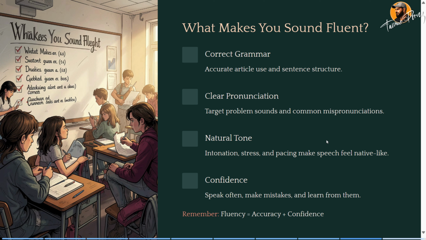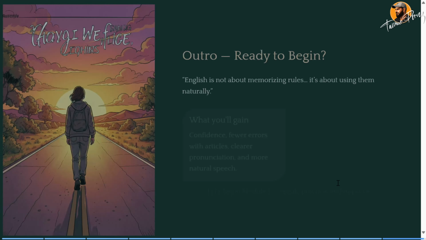So what makes your language, what makes you sound so fluent? First of all, of course, it's the correct grammar. We have to use accurate article and the sentence structure, and then clear pronunciation. Third comes the natural tone, and lastly, it's the confidence that makes you sound fluent. So remember, fluency equals accuracy plus confidence.